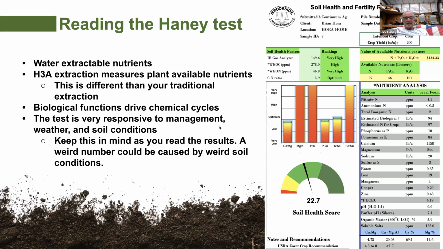So generally speaking, you'll see less nutrients available with the Haney test H3A extractant, but that doesn't mean that it's wrong. That means that it's actually looking at what a plant root might be seeing and not just what we got out of a laboratory. How I think about it is the Haney test looks at my soil's current assets, what's currently available to the plant. What is the plant seeing?